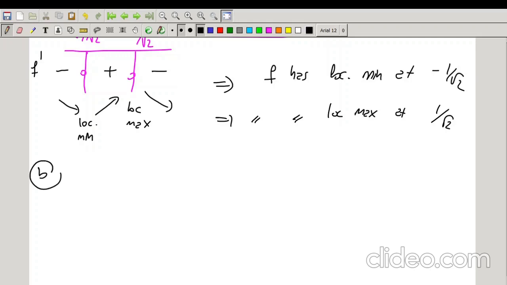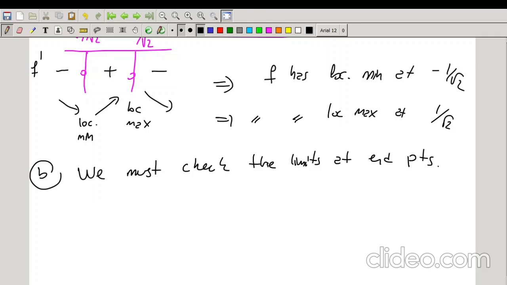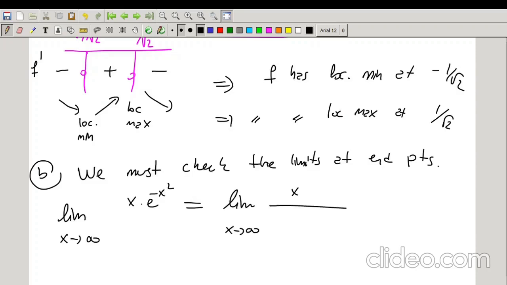Part 2. So we must check the limits at endpoints. Okay, here our a and b numbers are minus infinity and plus infinity. You check the limit as x goes to infinity of x times e power minus x squared, which can be written as the limit as x goes to infinity of x over e power x squared.